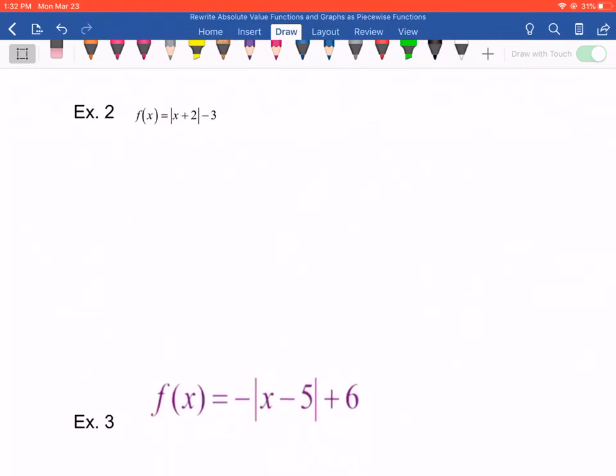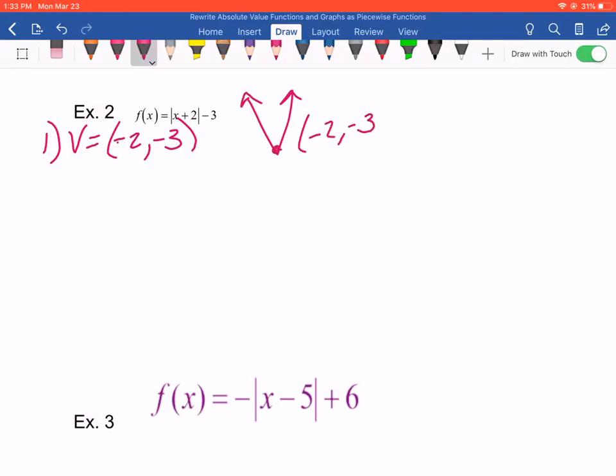Looking at example number 2, I want to follow the same logic as above, and the first thing that I want to do is identify what is my vertex. The vertex here is the point -2, -3. This graph also opens up because its a value is positive. So here's what the graph looks like as a rough sketch. This is our vertex point, -2, -3.